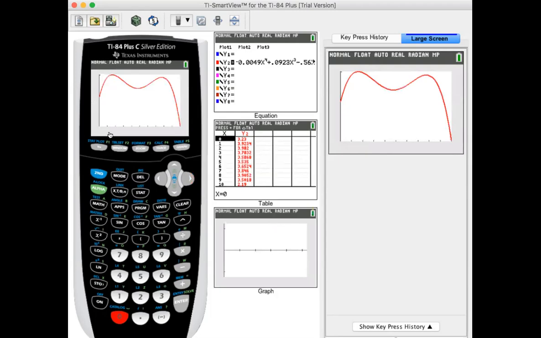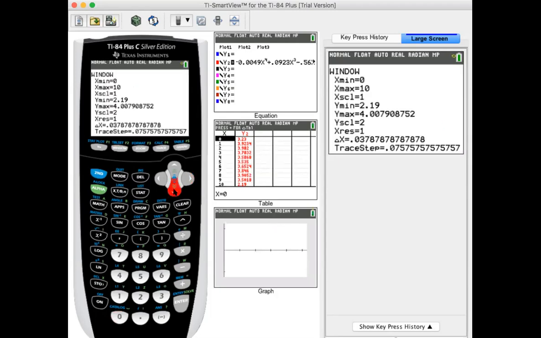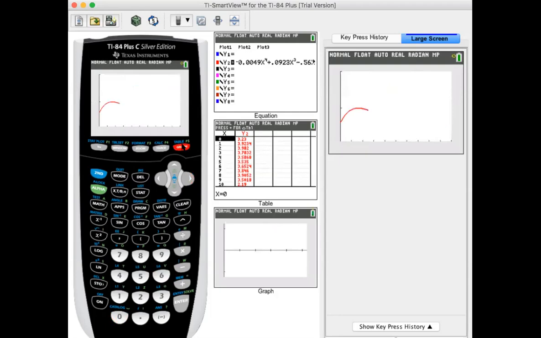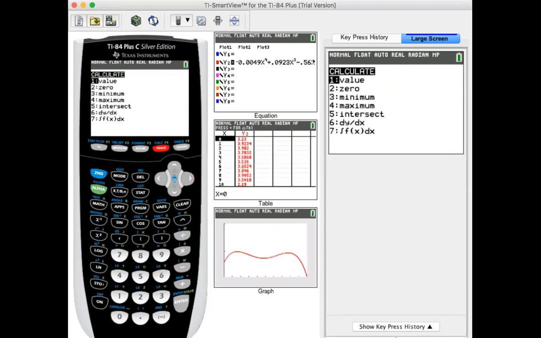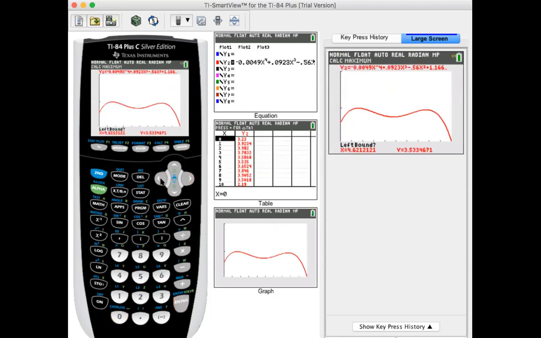Right, so they want the peak. I'm going to give myself some room in this. The y I'm going to increase from 4 to like 6. Second, calc, we're looking at maximum. Go to the left of the peak and hit enter. Go to the right of the peak, hit enter, and then guess where you think the peak is. And the calculator will do the rest.